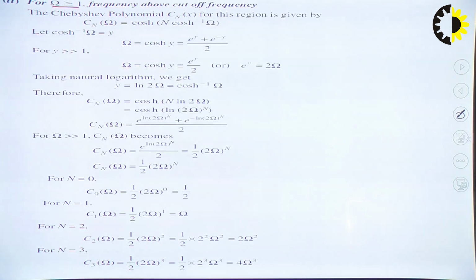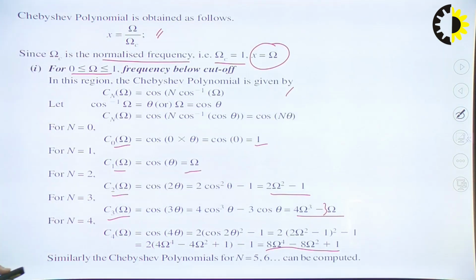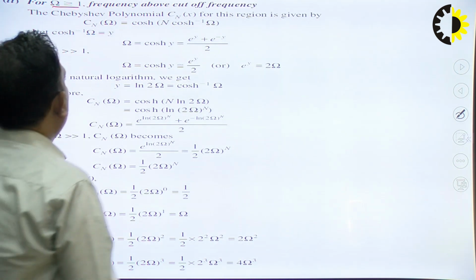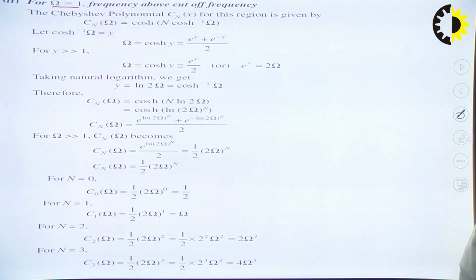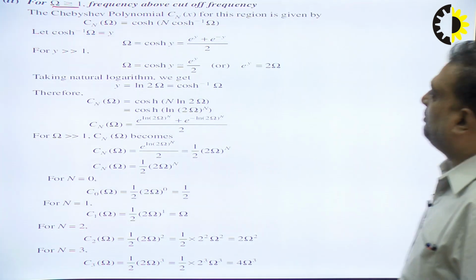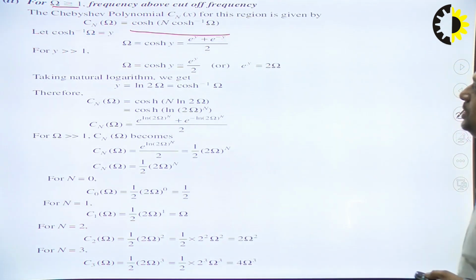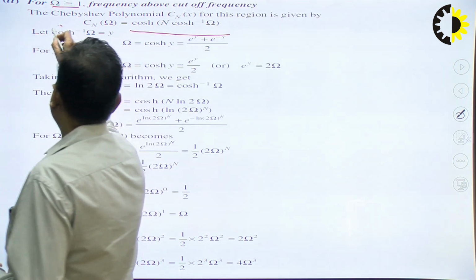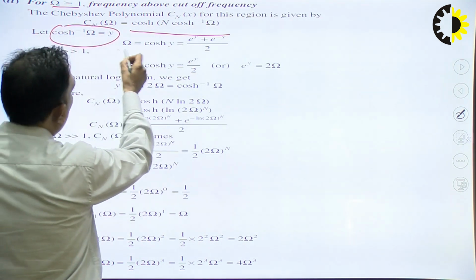Now we will see the case where omega, which is nothing but x, is greater than or equal to 1. The Chebyshev polynomial Cn for this region is given by Cn omega equals cosh of n cosh inverse omega. Now let us suppose we have taken this cosh inverse omega equal to y. So you can write omega equals cosh y.